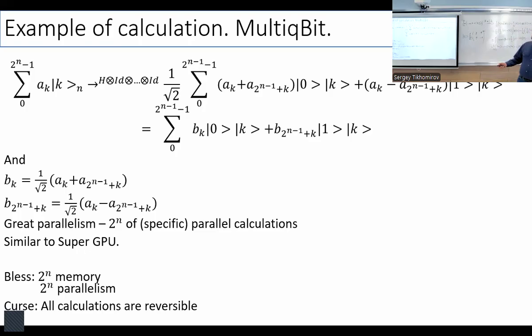So, summarizing, a very small summary: we have a blessing of exponential memory, a blessing of exponential parallelism, and the curse that calculations are reversible. We do not have AND, we do not have OR, we do not have a lot of other things which we are used to. I didn't mention it until now, but the main thing is we cannot copy.